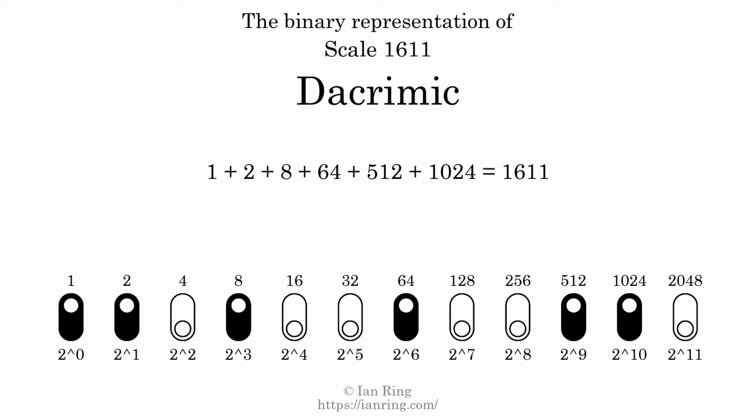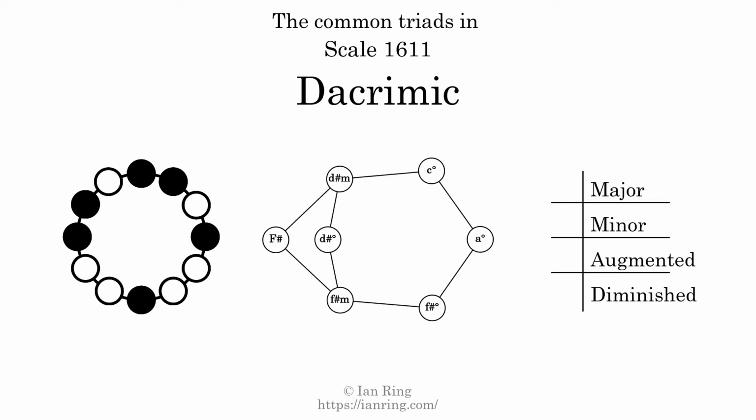The scale number not only enumerates the scale with a unique index, but it also literally describes the tonal content of the scale. Represented as a binary number in base 2, the scale number is 0110010011011. Here are the common triads present in this scale.